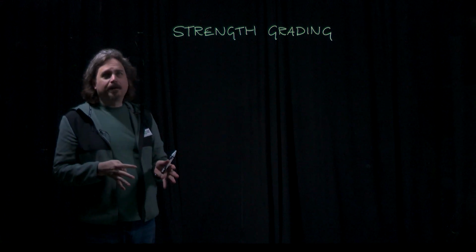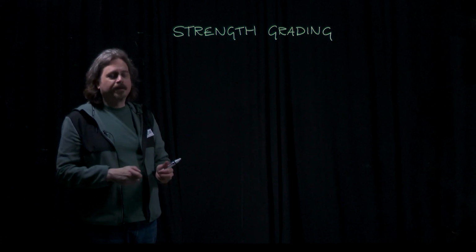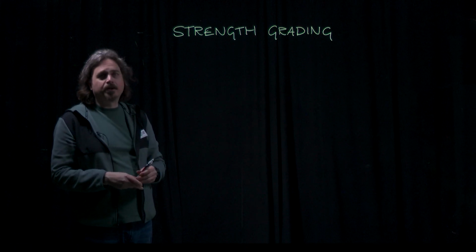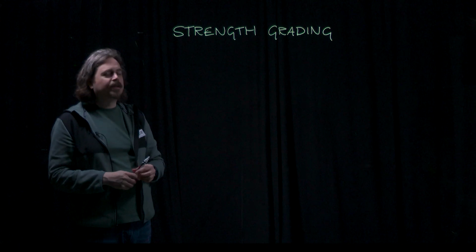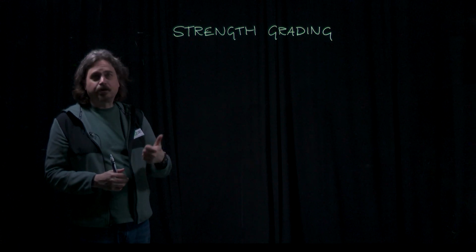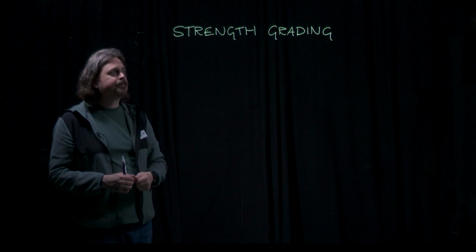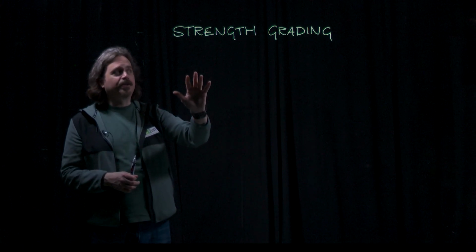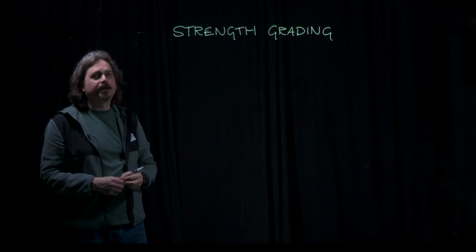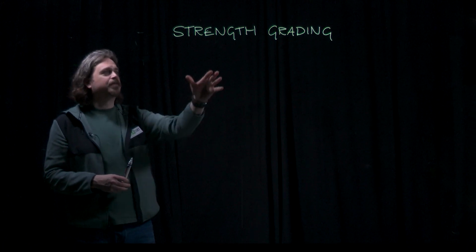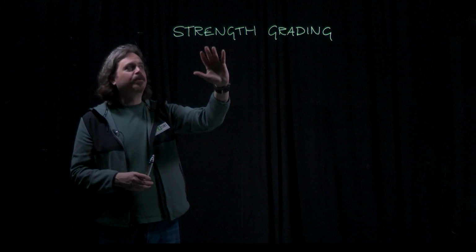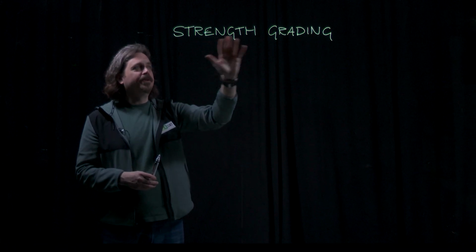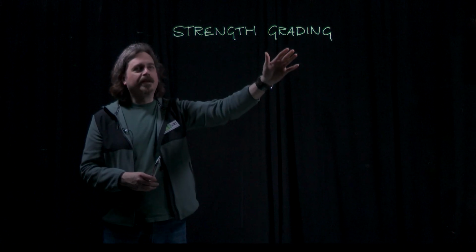If you're going to build a building out of timber, you need some design values to use in your calculation to ensure that the building is safe. You need values for strength, you need values for stiffness. The process by which you guarantee that the timber that you use has those design values is called strength grading. Sometimes it's referred to by its old name of stress grading, but the modern term in Europe is strength grading.